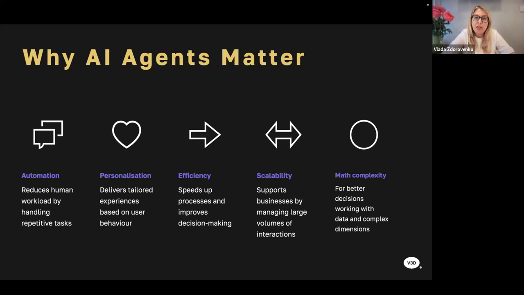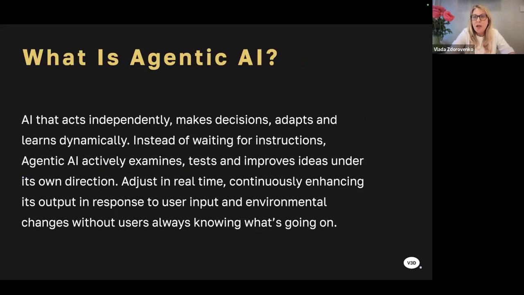They can be efficiency, scalability, and math complexity. Math complexity is especially important because it's sometimes hard to create systems if they have this limitation. So it's for better decision making when working with data and complex dimensions. When you want to support business by managing large volumes of interactions, it can improve the process and decision making. But the main idea is that it's not the same as agentic AI in terms of how it acts.